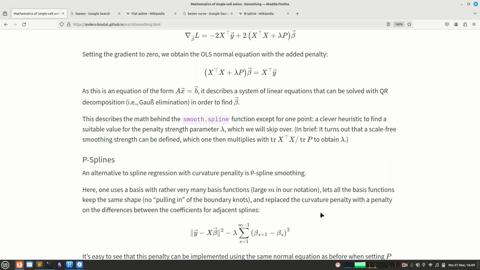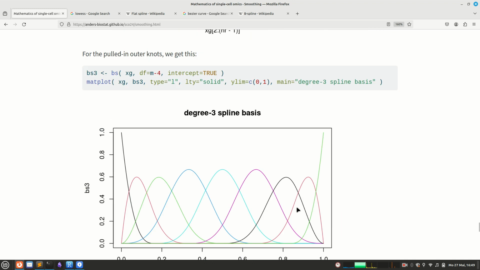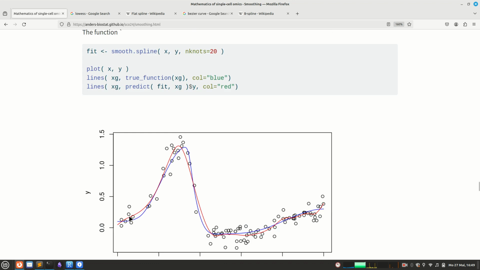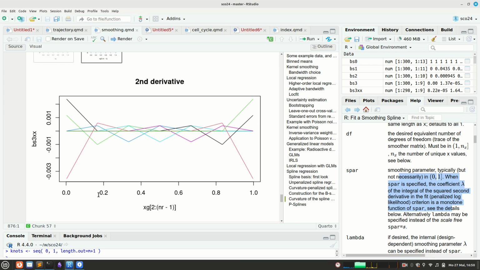That's sort of the beauty of linear regression, that even such a seemingly not at all linear problem like finding a smooth function which follows this very not at all linear data cloud, even this can be solved with linear regression by just solving a linear equation system. And this is the classical way how the smooth spline function works in R.